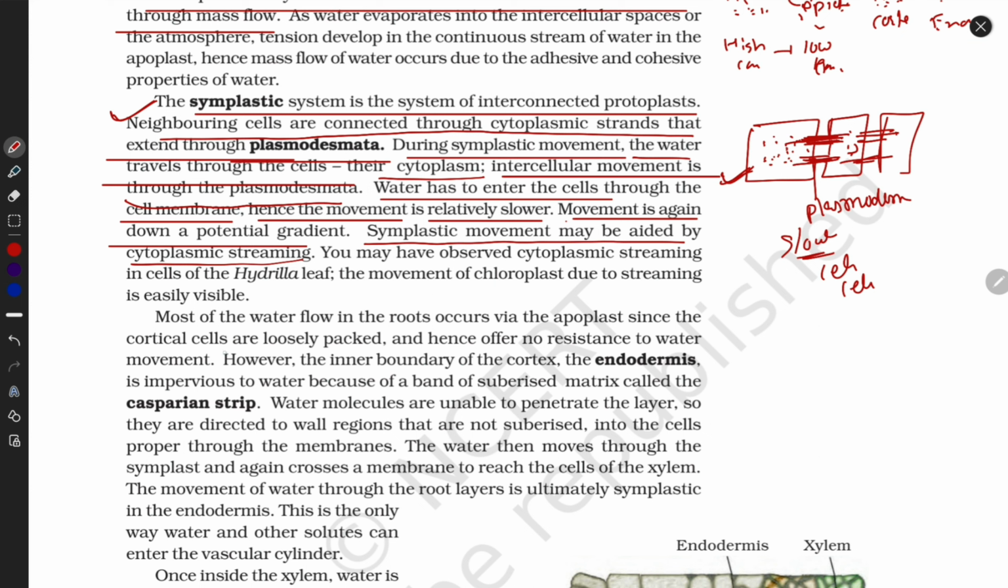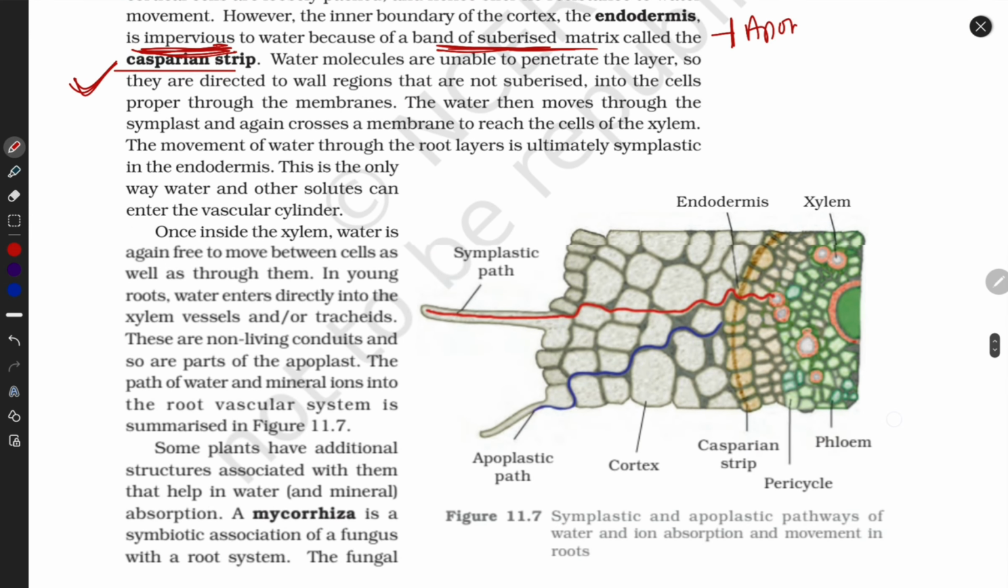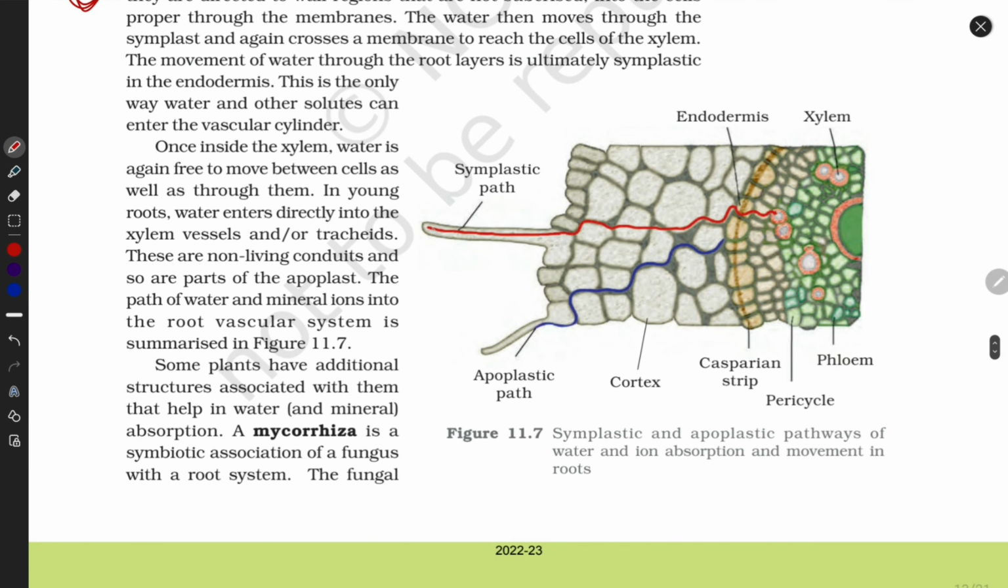Now there are some definitions about Casparian strips. They are impervious, meaning impermeable, and they are made up of suberin. So Casparian strips are a blockage. What do they block? The apoplastic pathway. Look at here. The symplastic pathway crosses the cell, also the cytoplasm, and reaches towards the xylem. And the apoplastic pathway crosses only intercellular space, and enters into the xylem.